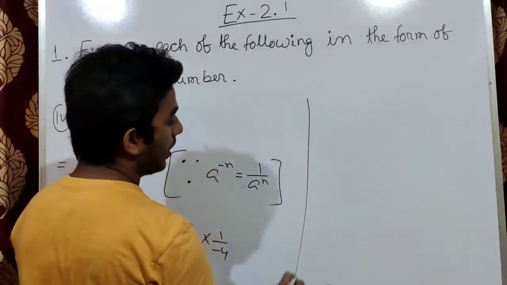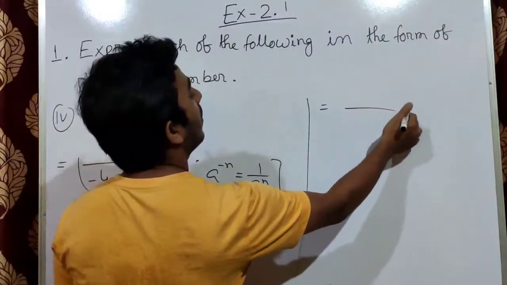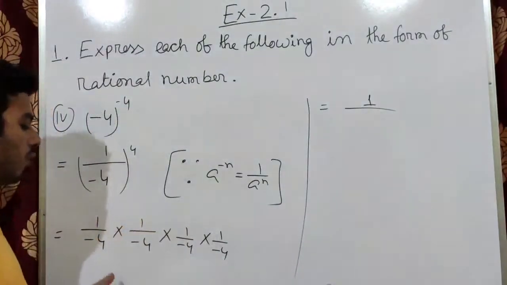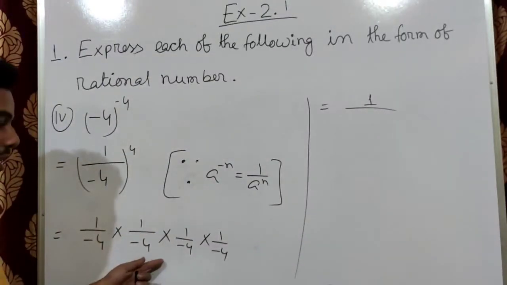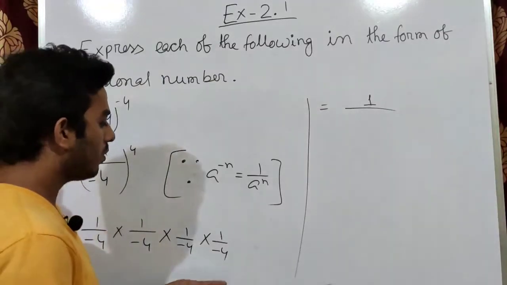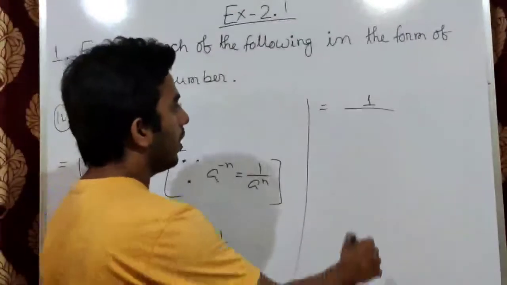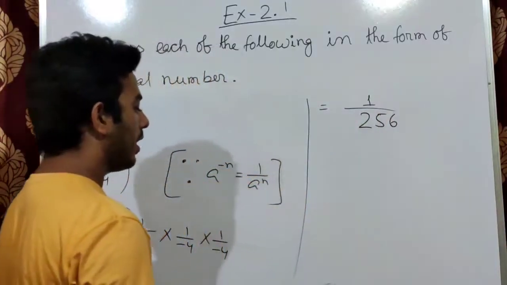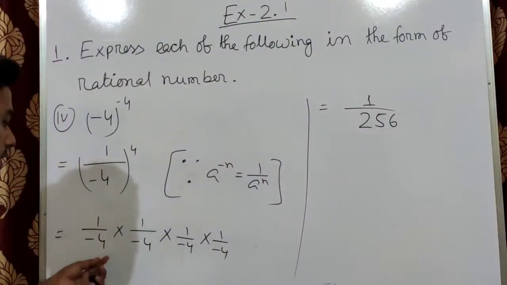Here numerator is 1. So if you multiply 1 with 1 how many times? The result will be 1. Clear? Now next is 4. 4 into 4 is 16. 16 into 4 is 64. 64 into 4 is 256. Clear?